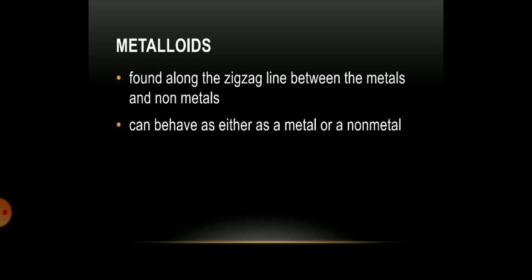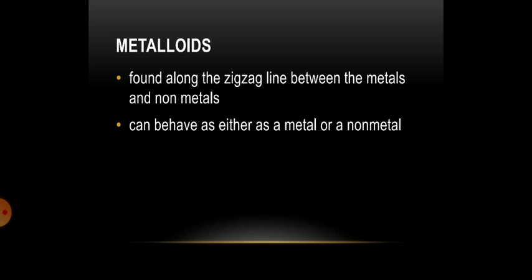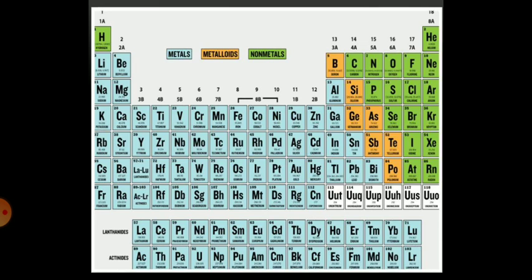Now moving to the next part, that is metalloids. Metalloids are found along the zigzag line between the metals and non-metals. Look at this picture. You will find the elements shown in the orange color. Metalloids can behave as either a metal or a non-metal, as we have also mentioned earlier in the definition.